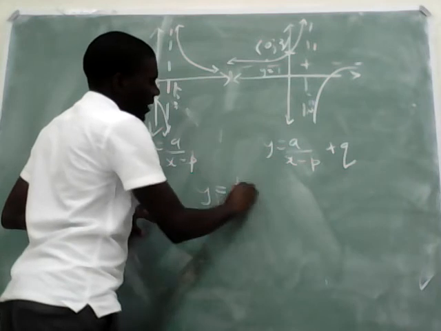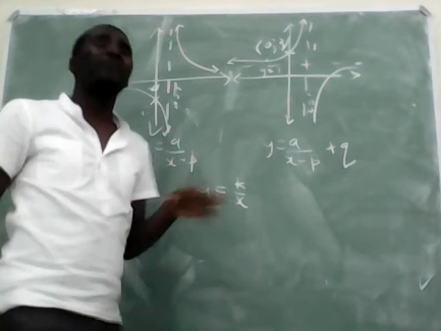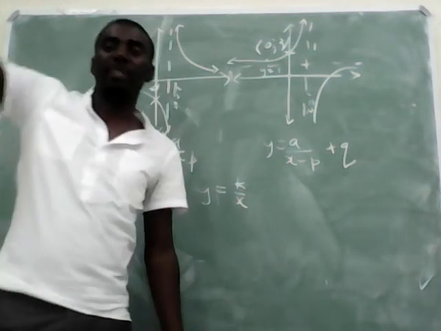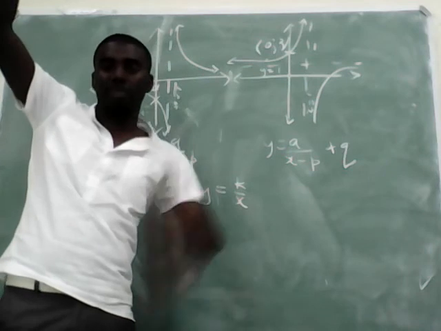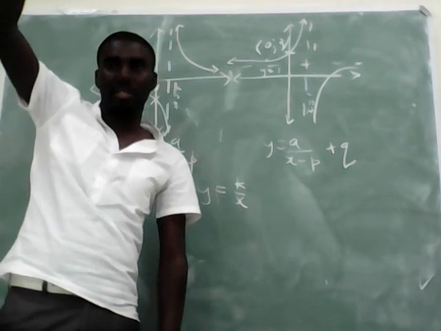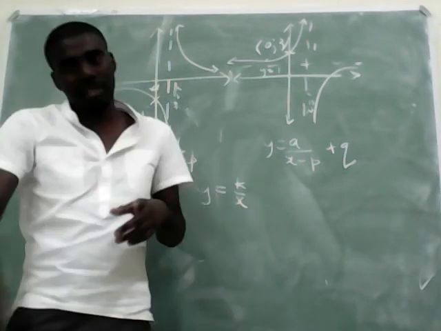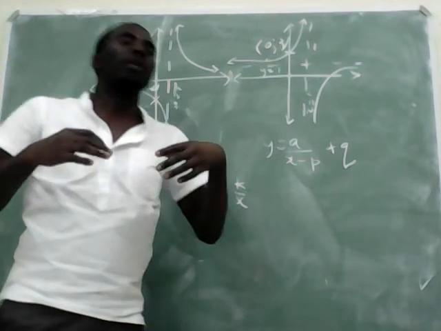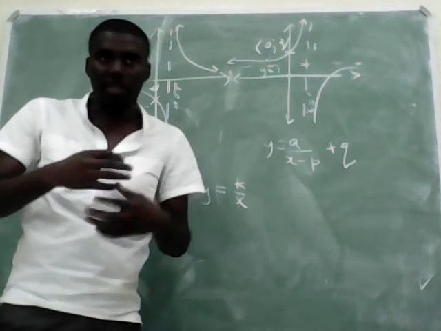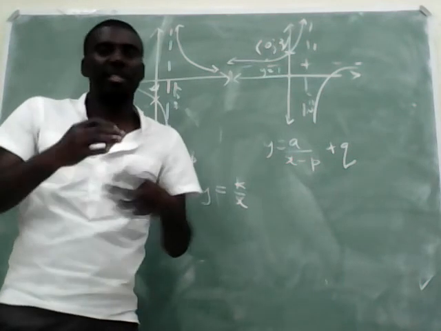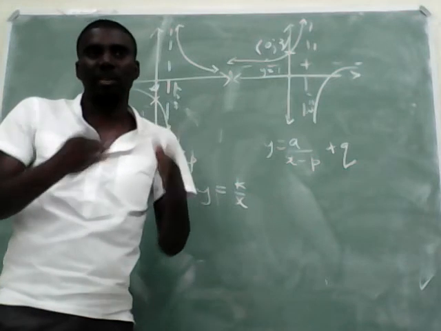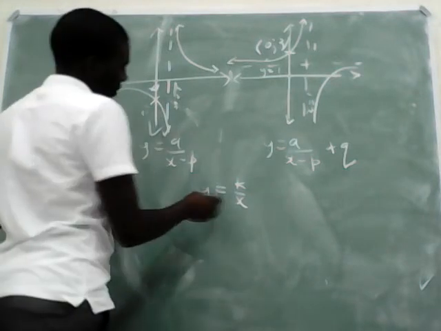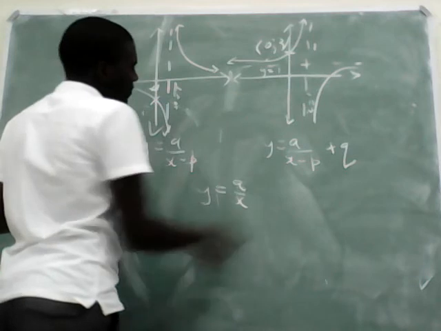Usually it will be k over x. And this is the graph of inverse proportion. As the input increases, usually the output decreases, or as the input decreases, the output increases. So that's why I say it is the equation of inverse proportion, because the proportionality is inverse. It's not direct proportional. Here they use a in this case, not k.